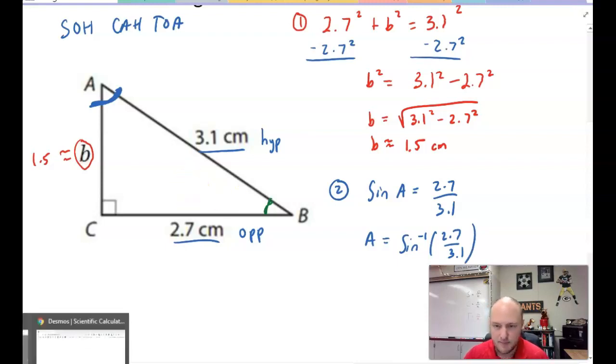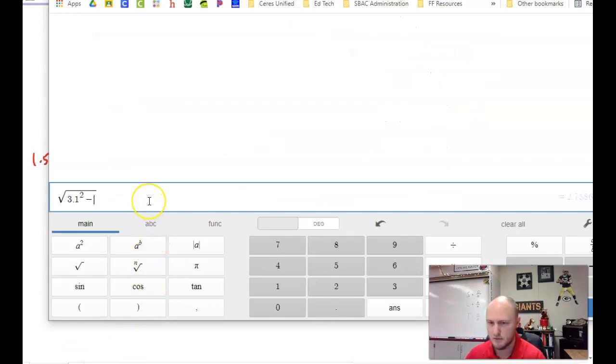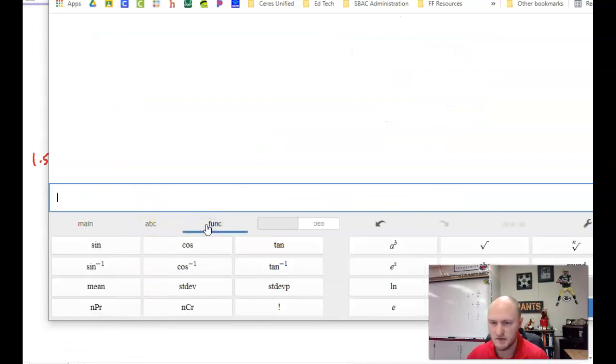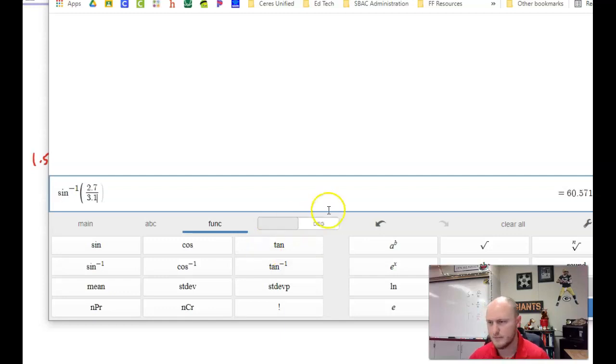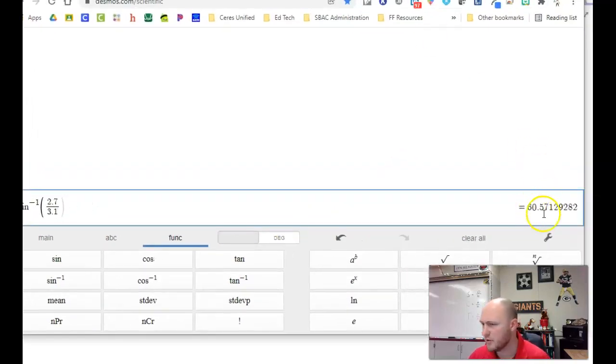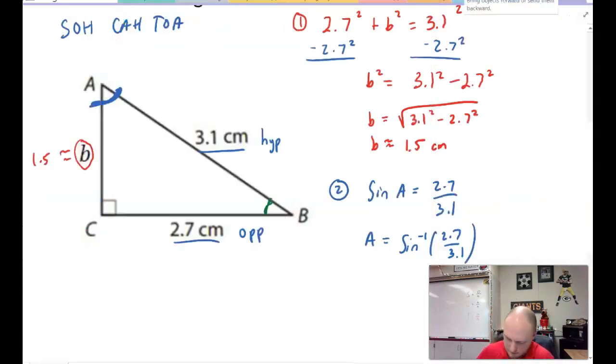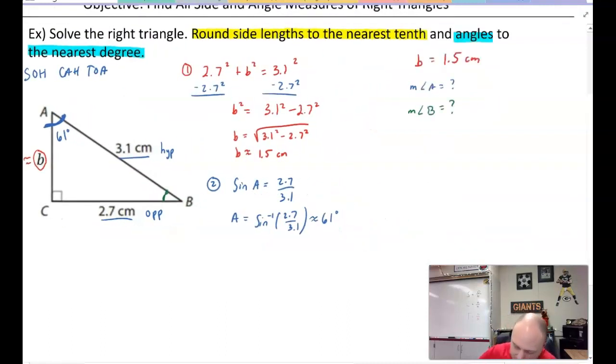All right, let's pull up the calculator. Okay, so sine inverse of 2.7 divided by 3.1. Okay, and we get 60.57, so that's going to be rounded to the nearest degree, which is what these problems want us to do, so that'd be 61 degrees. So approximately 61 degrees. Okay, I'll add that over here.